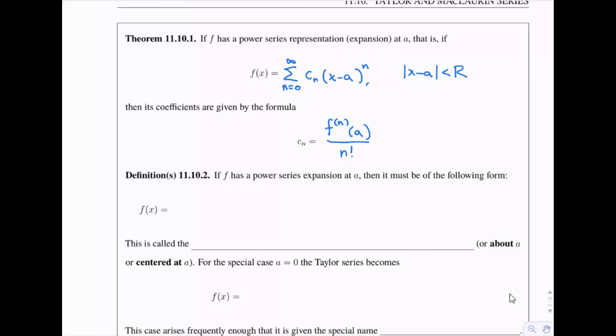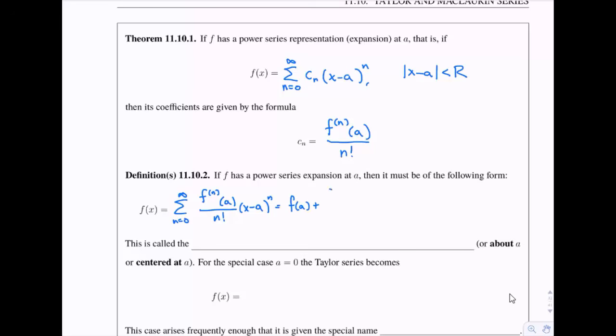Okay, now if f has a power series expansion at a, then it must be of this form. So now I'm just going to expand this out, plugging in my c sub n's. So the sum from n equals 0 to infinity of the nth derivative of f evaluated at a divided by n factorial times x minus a to the nth power.